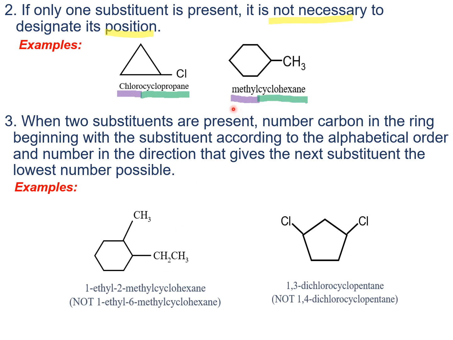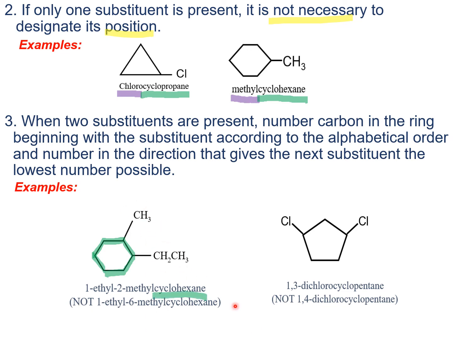Macam tu je tau. Okay, the next rule dia kata kalau let's say you ada dua substituents dekat your cyclic alkane structure, you kena numberkan carbon in the ring beginning with the substituents according to the alphabetical order and numberkan dia in the direction yang akan give the next substituents the lowest number possible. For example, if you can see here, okay, kita ada dua substituents kat sini. This is the parent. Parent dia adalah cyclohexane.